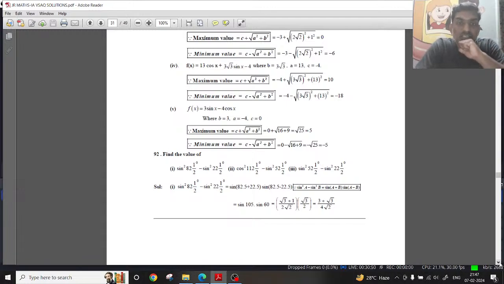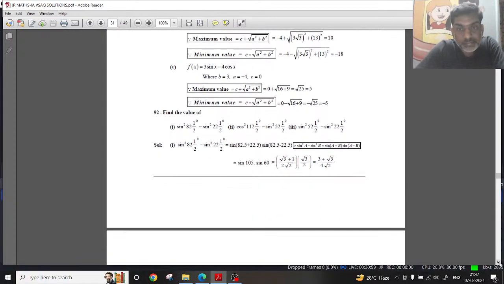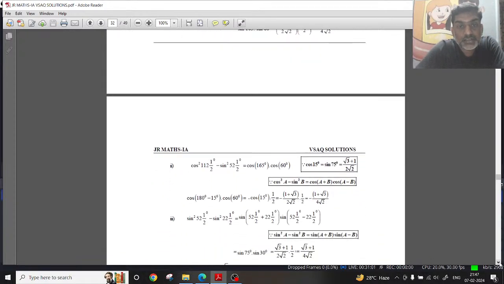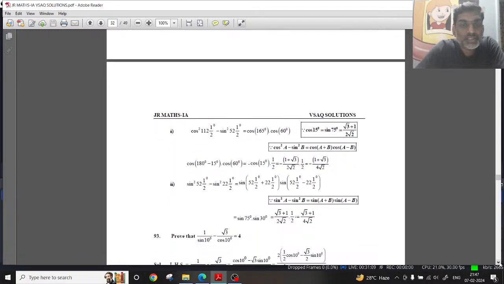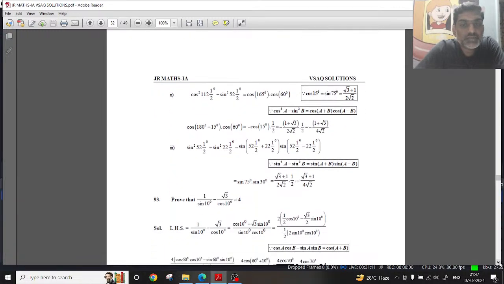Simplify. What is sin 105? It is cos 15, or else sin 75. Next, number 2 also same. Cos square a minus sin square b is equal to cos of a plus b times cos of a minus b. And question number 3 is looking the same. Sin square A minus sin square B form, that is sin A plus B and sin A minus B.